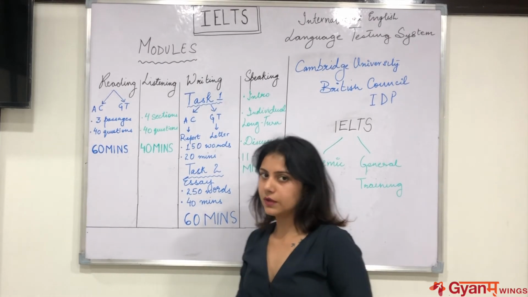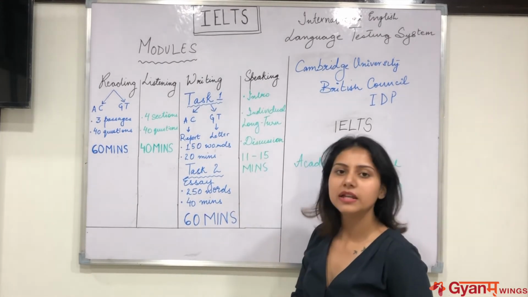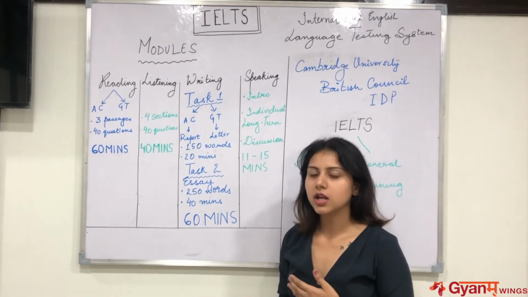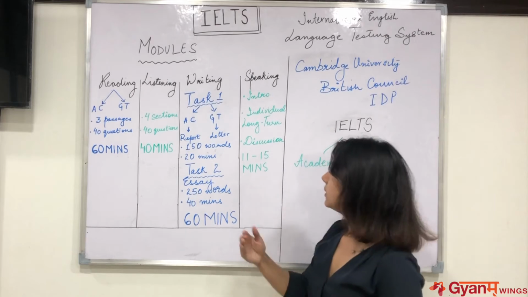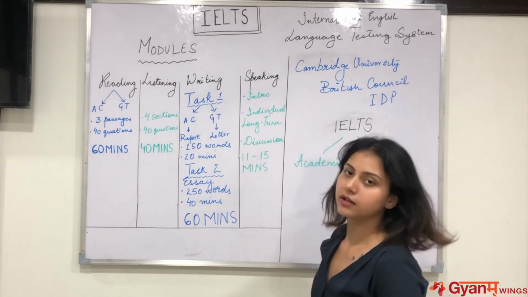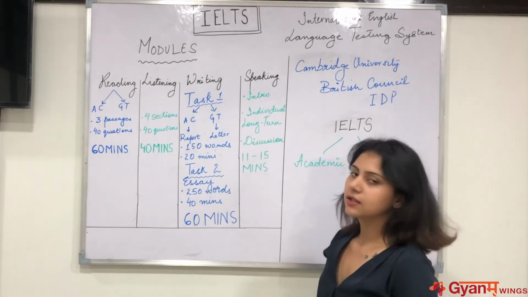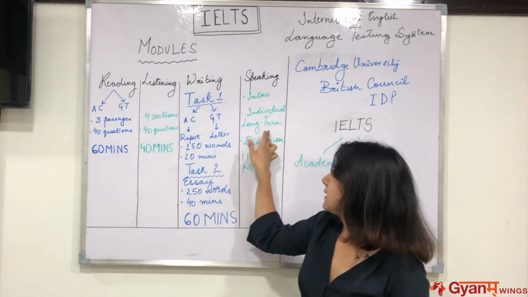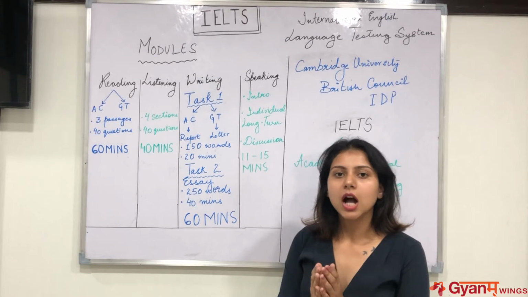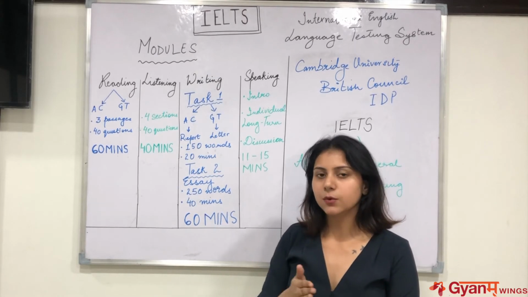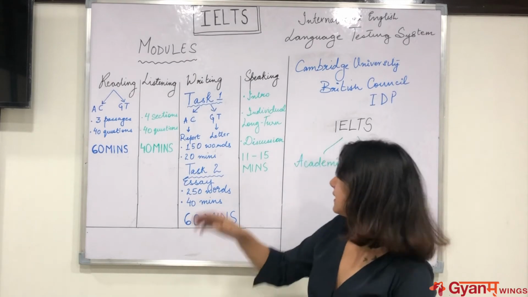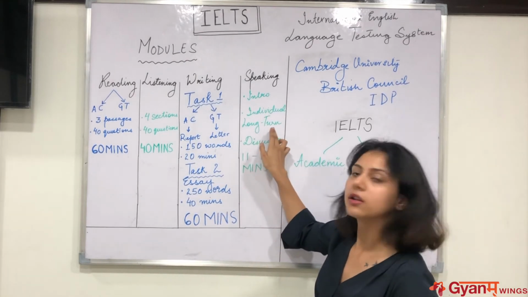The last module of IELTS is speaking. In the speaking test, a personal one-on-one interview is conducted and this interview is divided into 3 separate parts. The first part is basic introduction and general questions. In the second part, you will be given a cue card, a topic, and you will be expected to speak on the topic for 2 minutes, hence calling it the individual long turn.